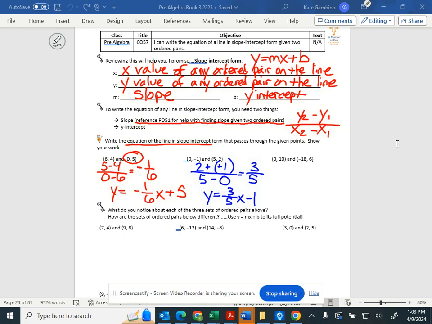Because I know my slope is 3/5. My y-intercept I get from that 0, negative 1. Let's look at our next one.